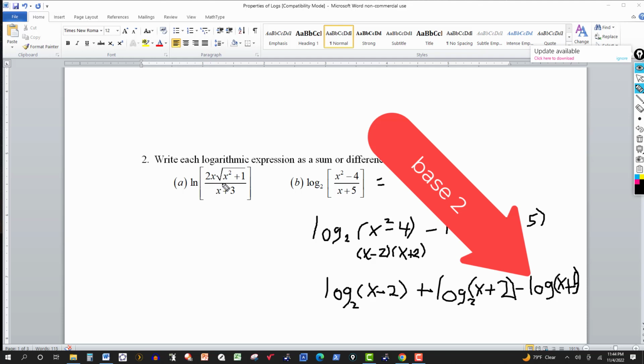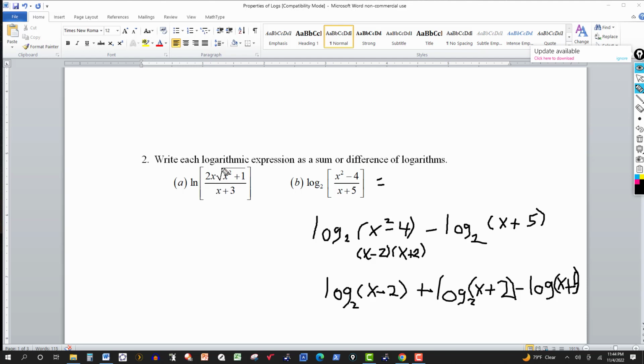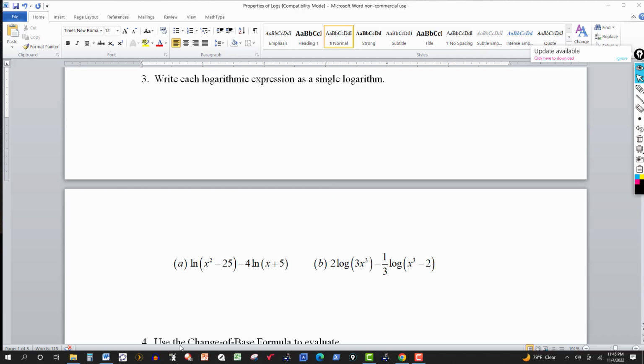So those are the two types of problems that you can have related to this type of situation. Again, they'll give you a single log, and they'll say: write each logarithmic expression as a sum or difference of logs. So you break it down into this, what I have right here, or this one I did right here. And then the other problem, they'll give you this result right here, and they'll say write it as a single log, so they'll want this result. So you just reverse your steps. Reverse your steps. Okay, so that's what they're doing in this one here.